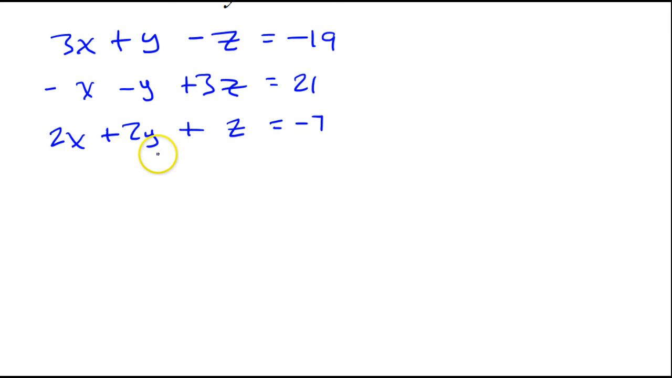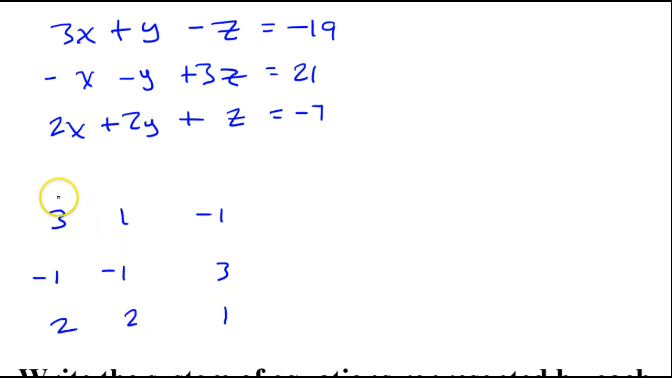Alright, now we can rewrite this system of equations as a matrix equation. We will take the coefficients of all the variables to form the coefficient matrix. So we will have 3, 1, negative 1, and then negative 1, negative 1, 3. You see where I'm getting these from? What will the last one be? 2, 2, and 1. So this is the coefficient matrix.